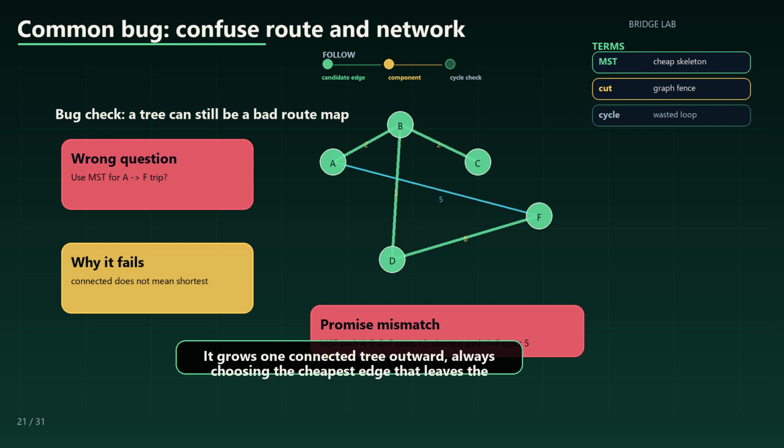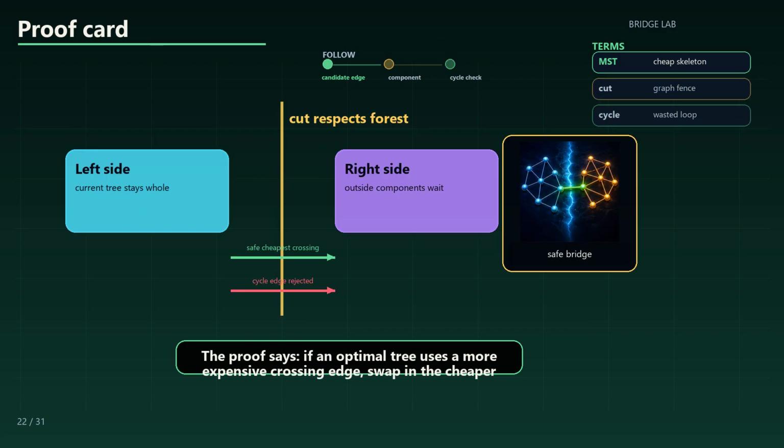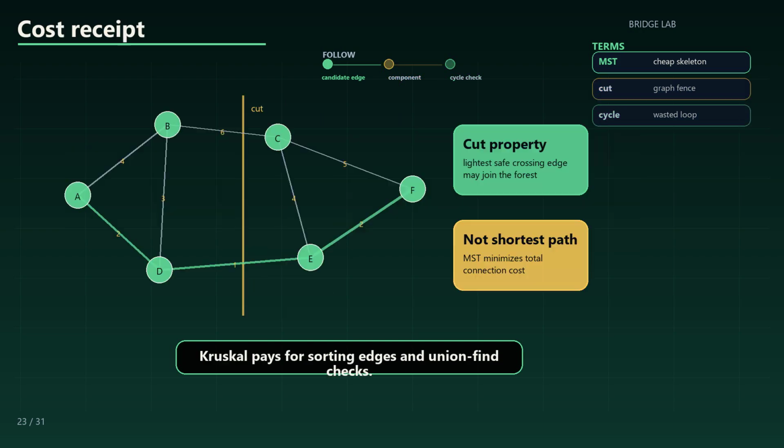Prim sees the same proof from a different angle. It grows one connected tree outward, always choosing the cheapest edge that leaves the current tree. The cut is the boundary between the grown tree and the rest of the graph. Every accepted edge should feel like a small proof, not a lucky bargain. The proof says, if an optimal tree uses a more expensive crossing edge, swap in the cheaper safe edge. Connectivity remains, cost does not increase.